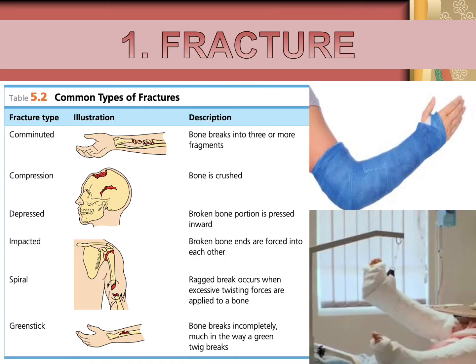These are the common types of fractures. Comminuted, para bang nagkadurug-durug yung buto. Compression, no, na-crush. Depressed, it's pressed inward. Impacted, no, they are forced into each other. Spiral, pag na-twist, o kaya greenstick, nag-break siya pero incomplete, meaning merong part pa rin ng buto na buo. Usually, sa mga bata, greenstick fracture.